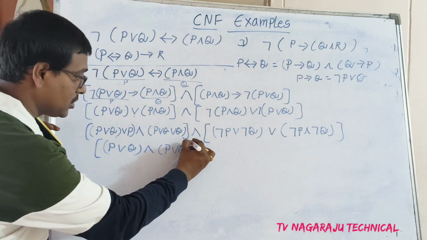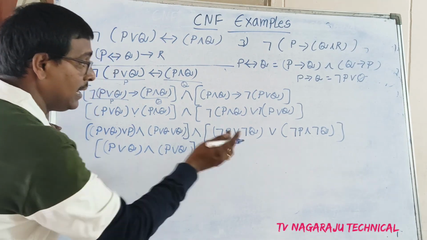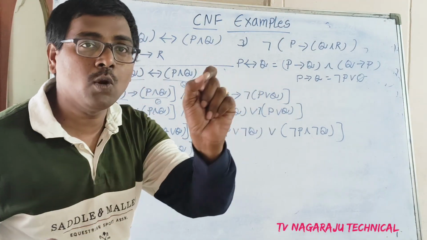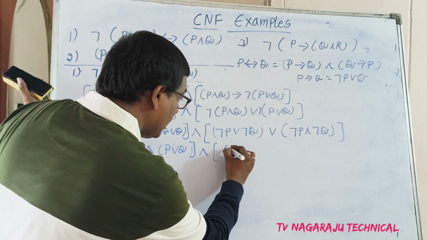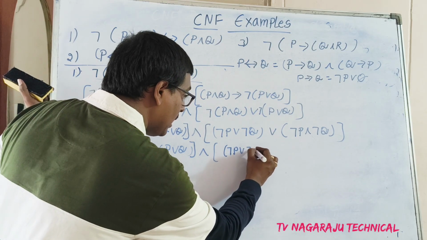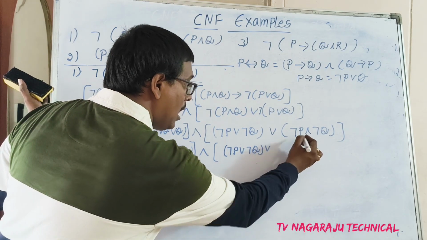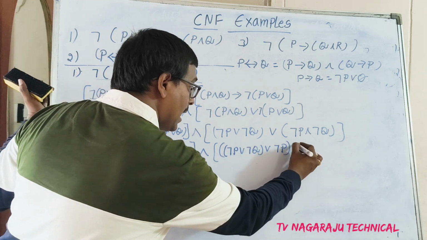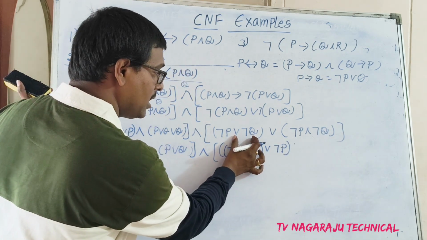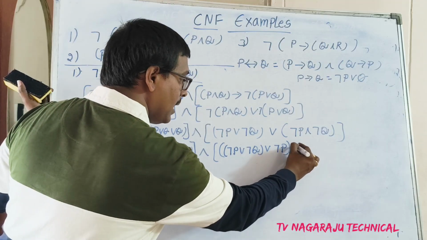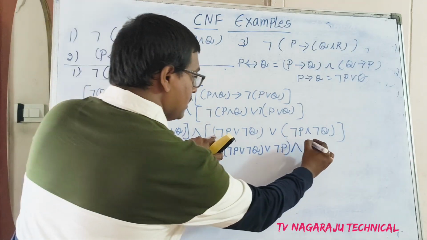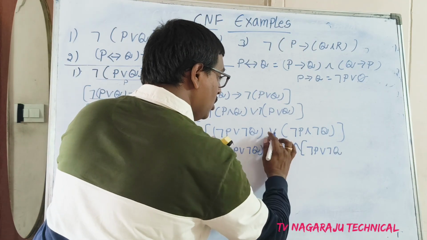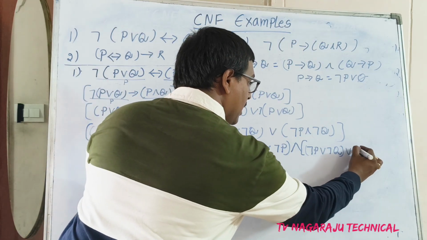This is my first expression, and here also apply the De Morgan law: negation P or negation Q or negation P and negation Q. Apply the distributive law, or over and. So negation P or negation Q or negation P. This is the first one. And again, negation P or negation Q or negation Q.